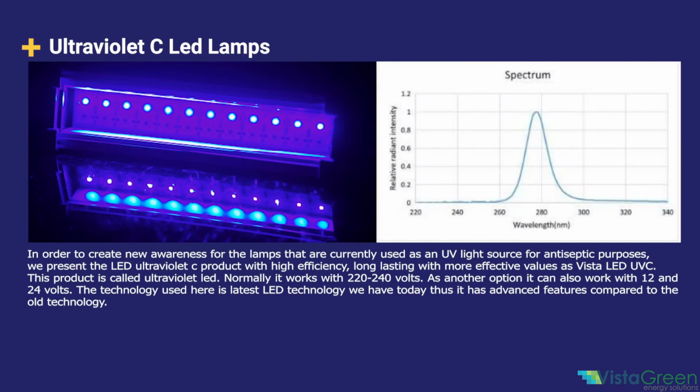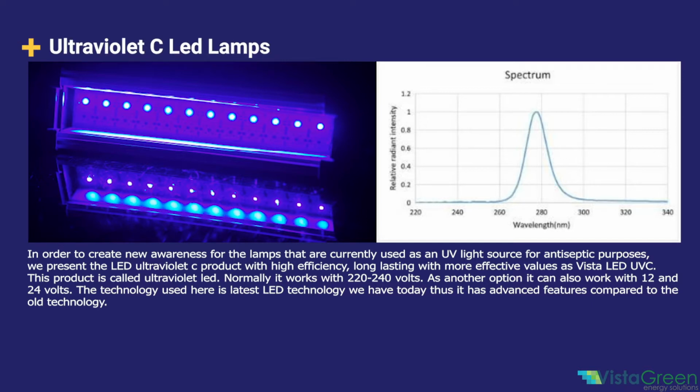Ultraviolet C LED lamps. In order to create new awareness for the lamps that are currently used as a UV light source for antiseptic purposes, we present the LED Ultraviolet C product with high efficiency and long life with more effective values as Vista LED UVC. This product is called Ultraviolet LED. Normally it works with 220 to 240 volts. As another option, it can also work with 12 and 24 volts.